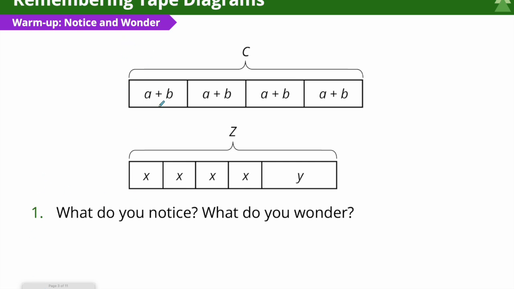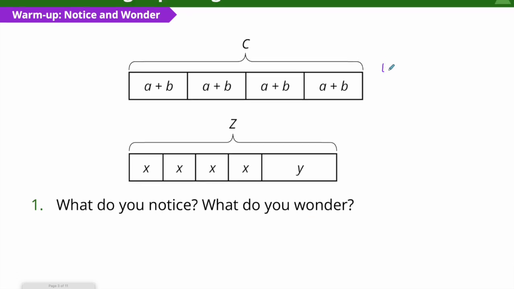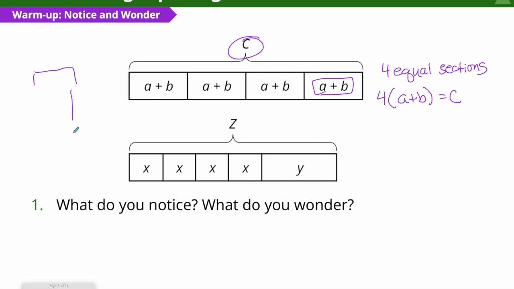What do we notice? Well, in the first one, we notice we have 4 equal sections. And all 4 sections contain the expression a plus b. And all together, they equal c. So we could actually write an equation for this. We have 4 groups of a plus b, and that is equaling c. It's kind of like our hanger diagrams. We have our c, and then we have 4 groups of a plus b.